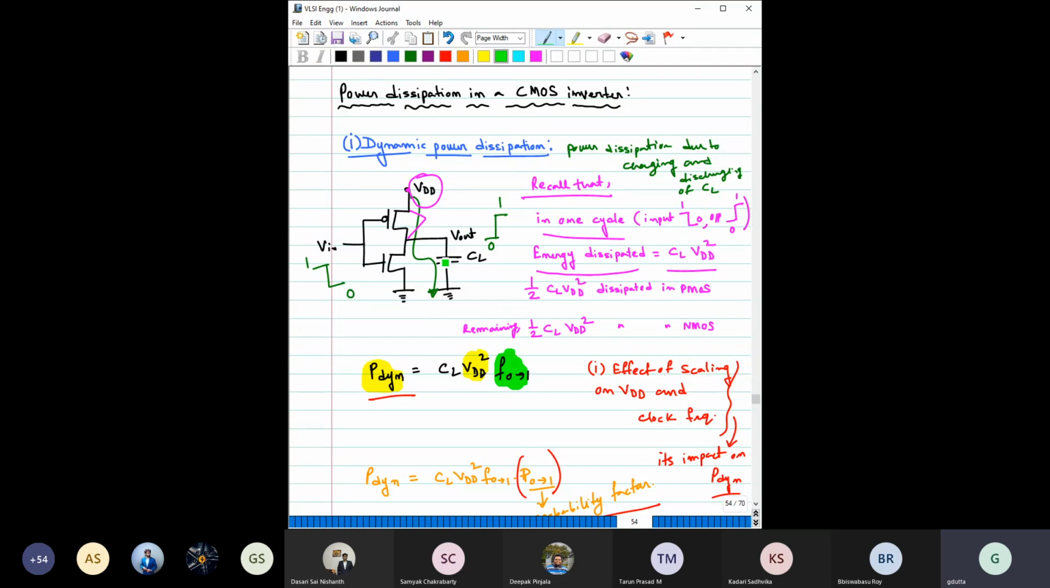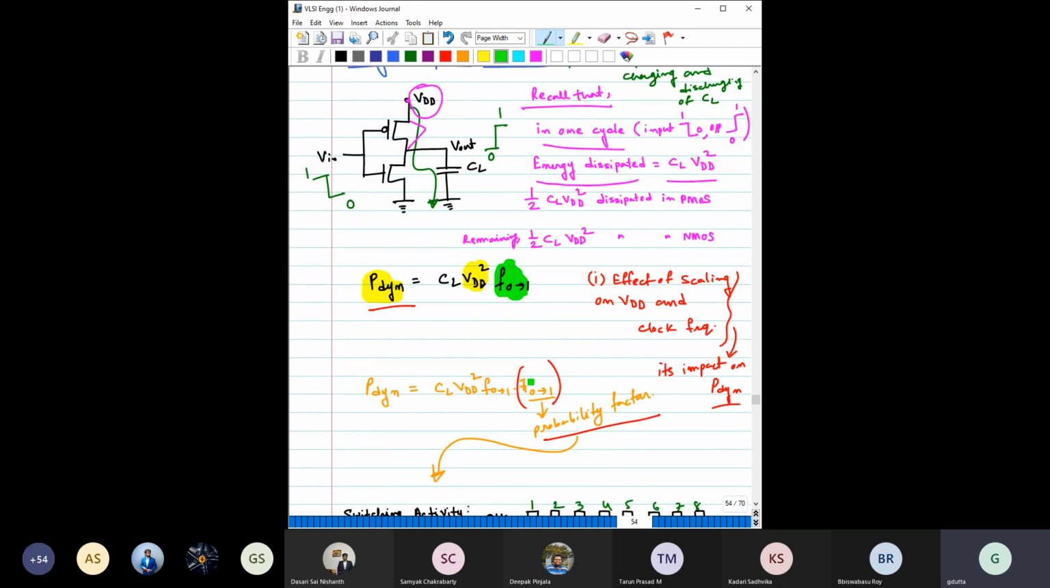Dynamic power dissipation occurs when you are changing the output from 0 to 1 or from 1 to 0. We have seen that to charge this capacitor, power is consumed only from the VDD source, and charging means changing the output from 0 to 1. The required power, the dynamic power dissipation, is given by CL VDD square times the frequency of change in the output node from 0 to 1.